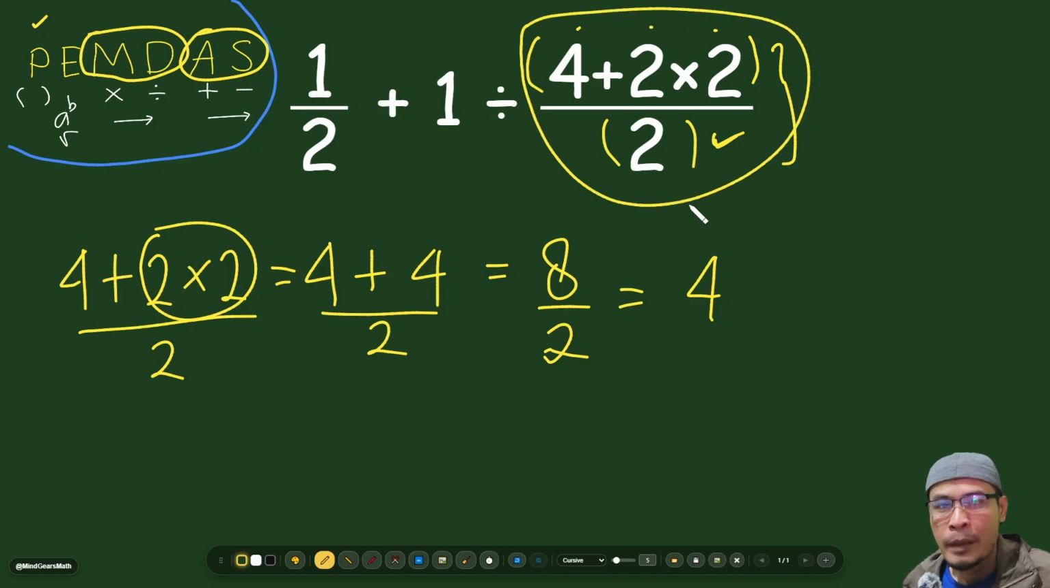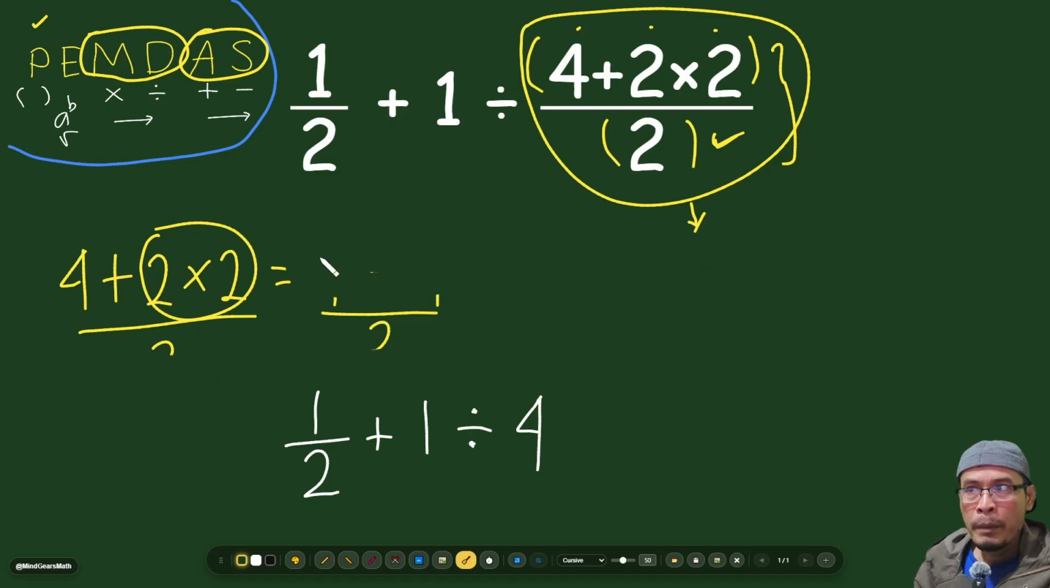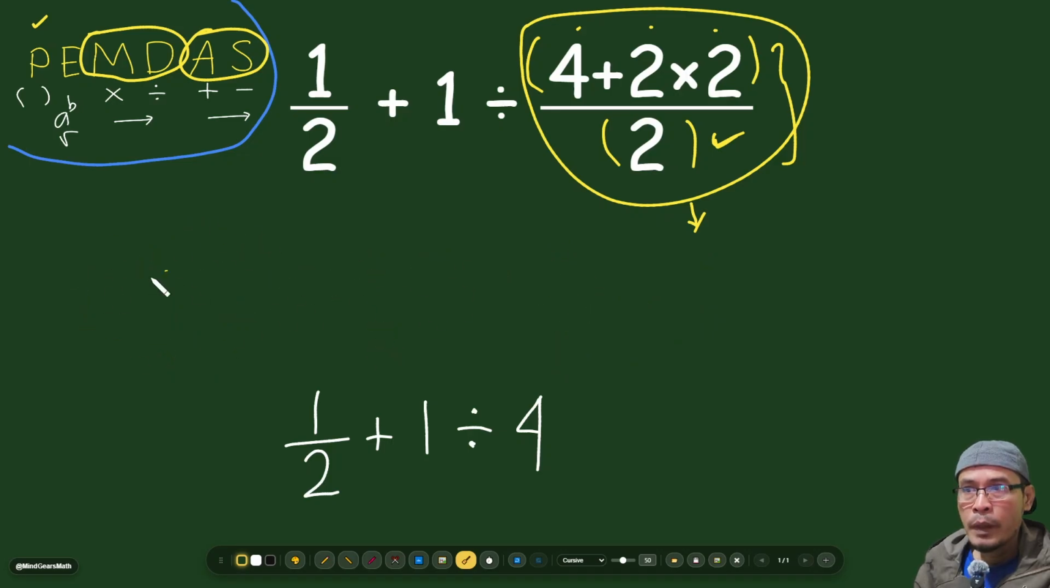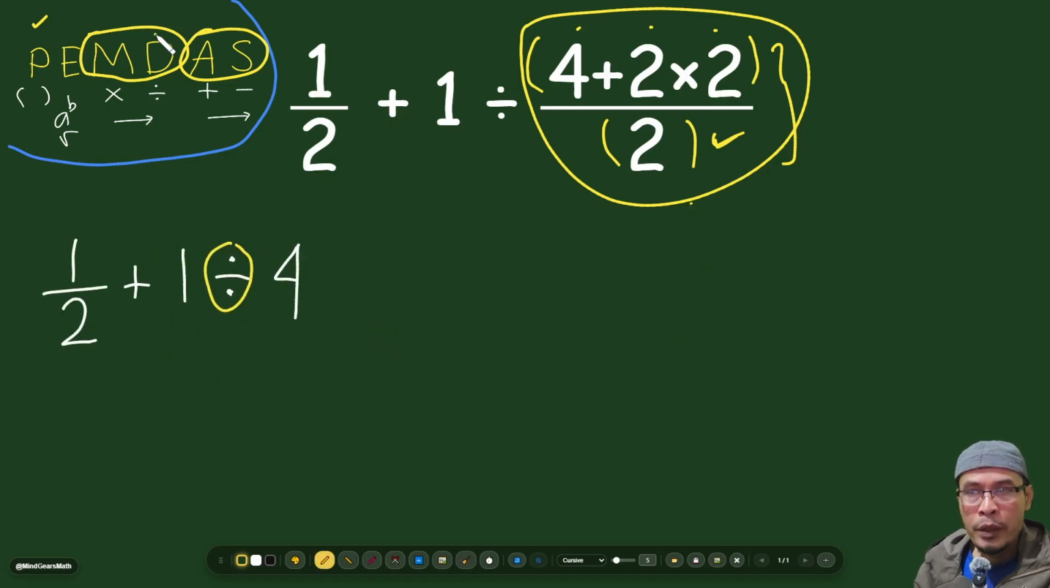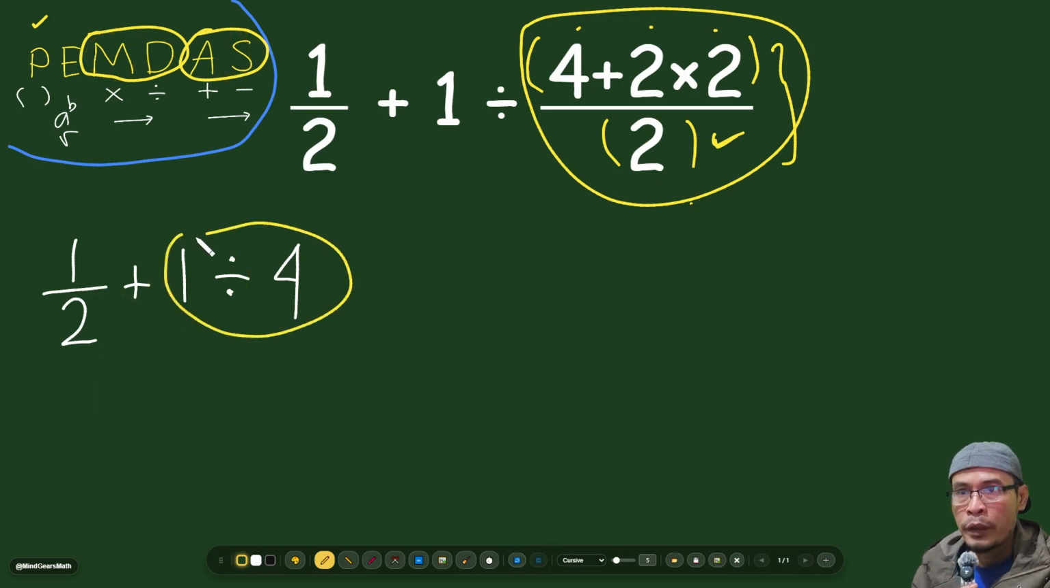So let's rewrite the problem now. 1/2 plus 1 divided by 4. Okay, already looks much friendlier. Next, PEMDAS tells us division comes before addition. So we do not add 1/2 and 1/1. That's one of the traps hiding in this problem. Instead, 1 divided by 4 is 1/4.